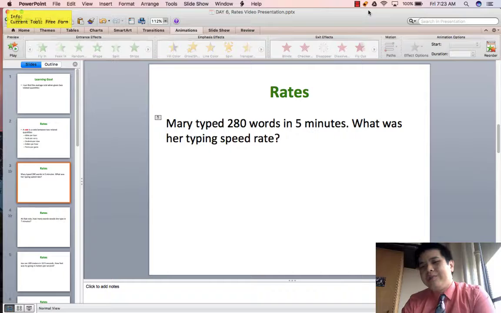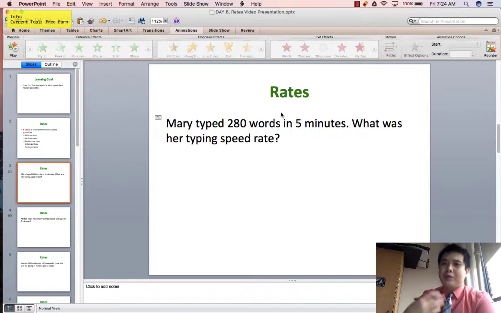Our first question is Mary typed 280 words in 5 minutes. What's her typing speed rate? Okay. So she was able to do 280 words in 5 minutes. What we want to do is find her words per minute rate. Now, that's because the number of words she types depends on how many minutes that she typed.